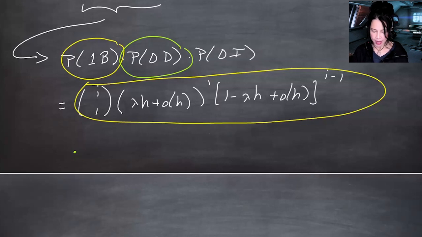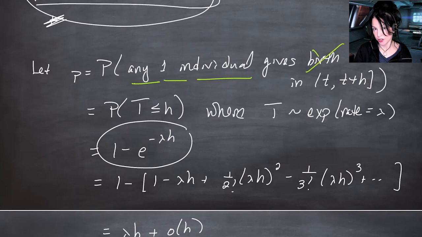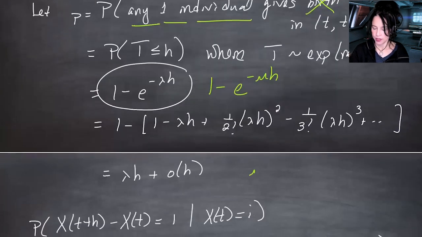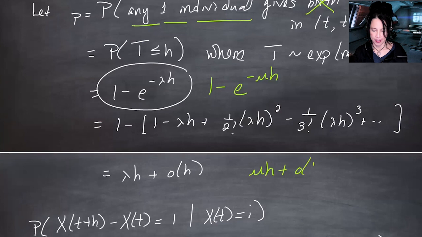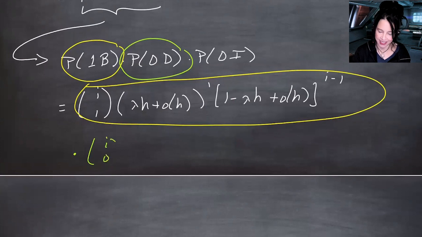So now out of I people, I want to choose 0 to die. I've got the probability that any one dies in an interval of length h being mu h plus little o of h. I get that to the 0. I get the rest of the probability to the I minus 0. And so that is the second piece of the first of 3 terms in this process.